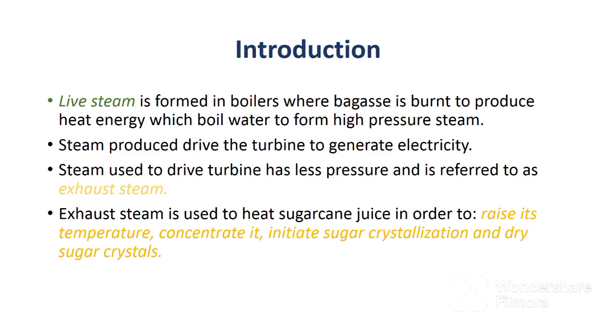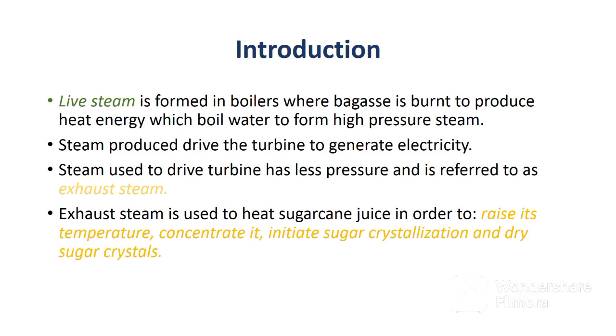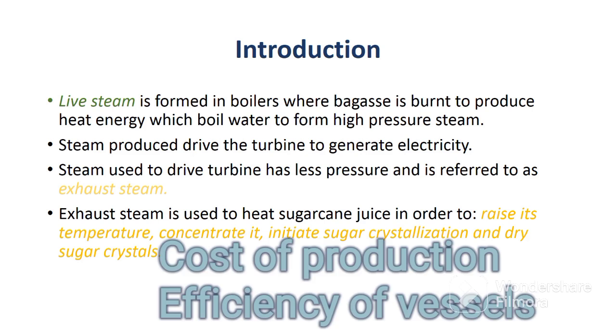Exhaust steam is used to heat sugarcane juice in order to raise its temperature, concentrate it, initiate sugar crystallization and dry the sugar crystals formed. As steam loses its heat to materials in the heating vessels, it is converted to condensate. It is important to calculate the quantity of steam used in the factory in order to determine the cost of production as well as the efficiency of the heating vessels.